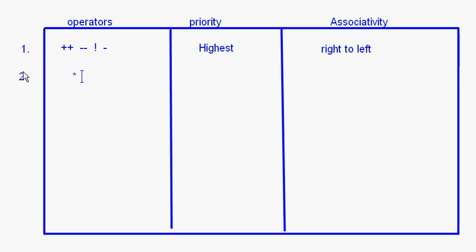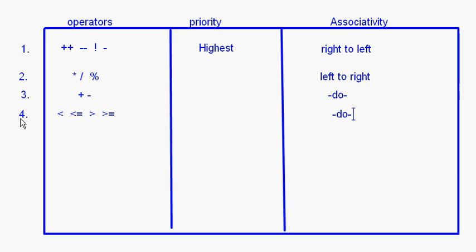Now the second priority is for the arithmetic operators. Here multiplication, division and modulus get a higher priority. In all these cases, the associativity is left to right. After multiplication, division and modulus comes plus and minus. This has got the third priority. Again, this is left to right only, right? Now after plus minus come the relational operators like less than equal to, greater than equal to. These are all left to right only.